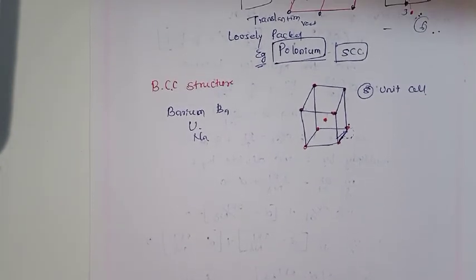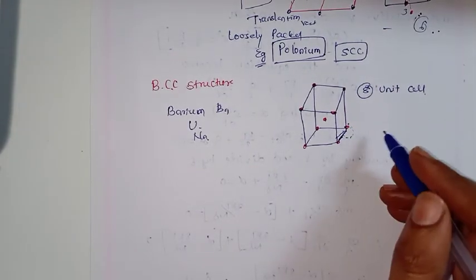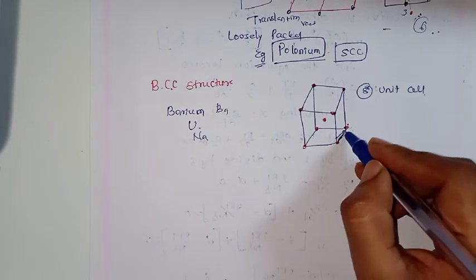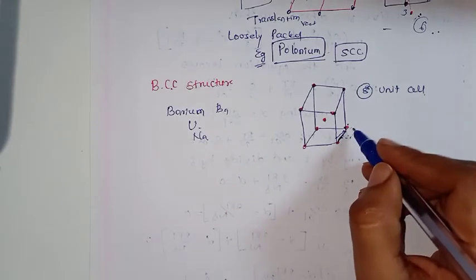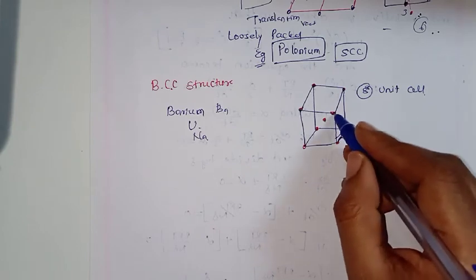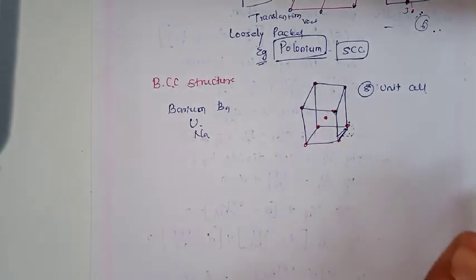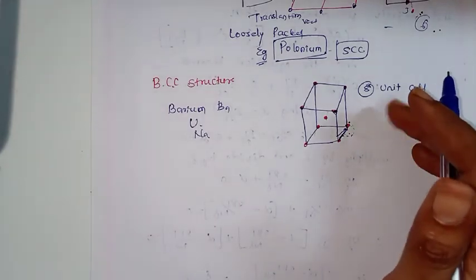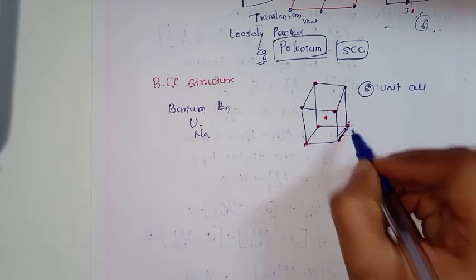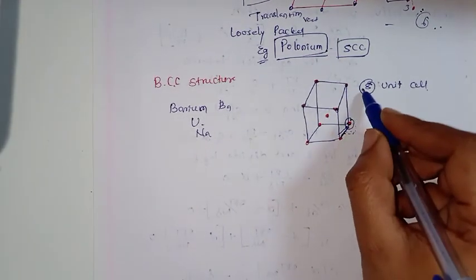Here once again I will explain. In the body centered cubic structure, for each corner atom there are 8 surrounding unit cells. One corner atom, how many unit cells will it have? 8. The nearest atom to the corner atom is, if we consider this corner atom, which is the nearest one here.